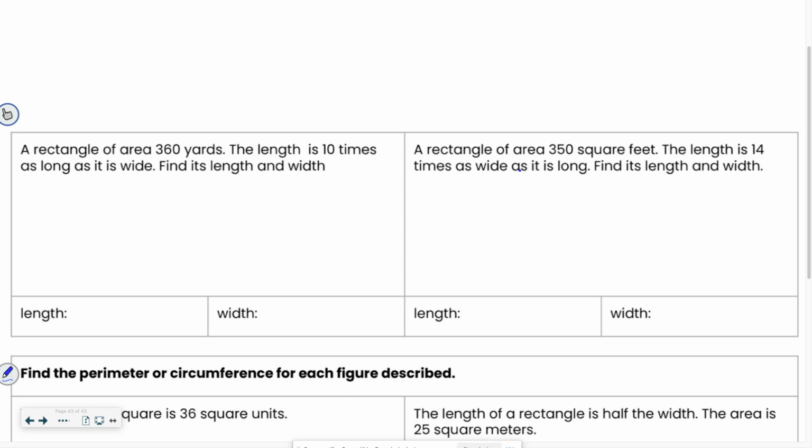Can we do this one right here? Can you find this one on the back? It's kind of back middle. A rectangle of area 350, that one. So it says a rectangle of area 350 square feet. The length is 14 times as long as it is wide. Find the length and the width. Kind of a lot going on there. I'm going to write length equals, width equals, because that's our end goal.